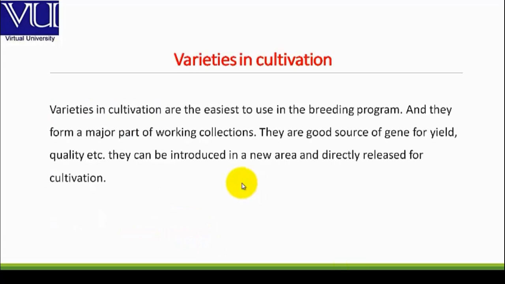Varieties in cultivation. Varieties in cultivation are the easiest to use in the breeding program, and they form a major part of the working collection. They are a good source of genes for yield, quality, etc. They can be introduced in a new area and directly released for cultivation. These plants are selected through specific hybridization, plant selection, or mutation to achieve a specific characteristic or trait.